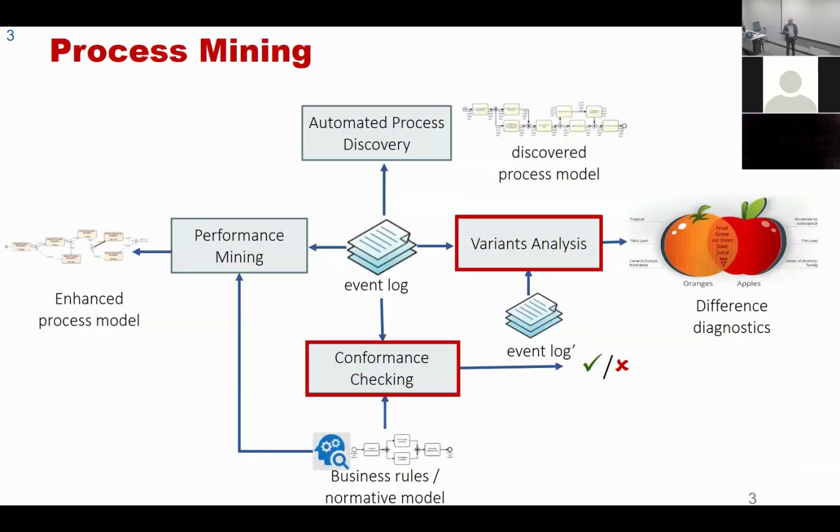So conformance checking has to do with taking a model or a set of business rules and an event log and checking that indeed the process that we have recorded is following those rules or not. And variant analysis has to do with taking two logs and figuring out if these two logs are different, and if they are different, in what ways they are different.